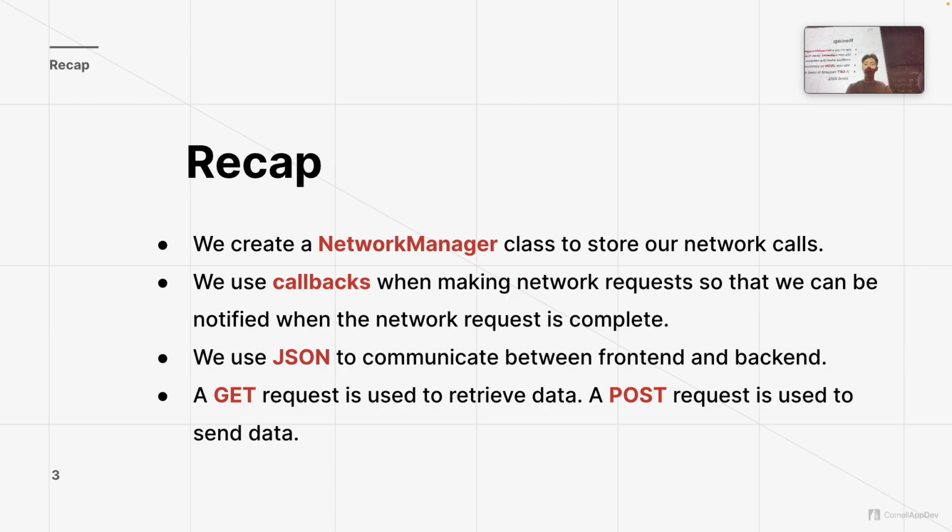Sounds good. Okay, just to recap, this is a recap of lecture 6 as well. We typically create a network manager class to store our network calls. When we create this class, it stores all of these Alamofire requests that you will be using in your app. And when we want to use network requests, we typically use a callback that allows us to be notified whenever that network request is done. And then to communicate between the front end and the back end, we use this language-independent notation called JSON.